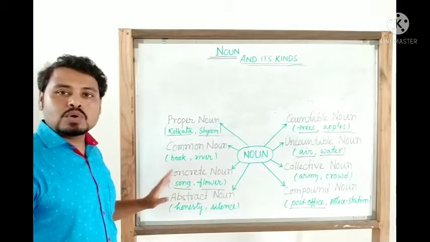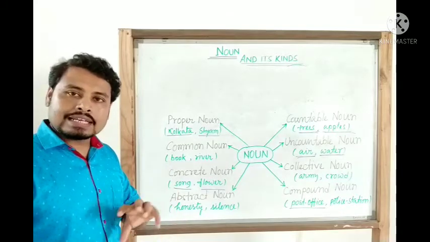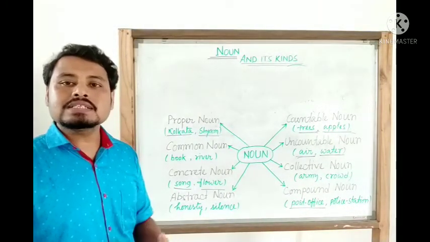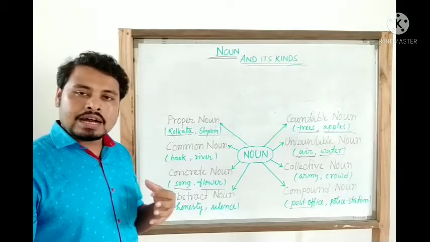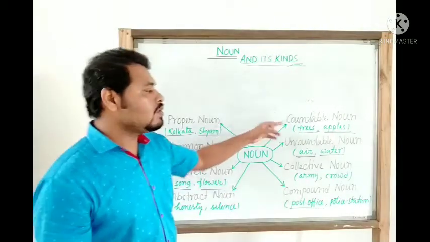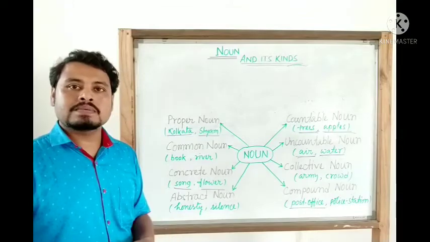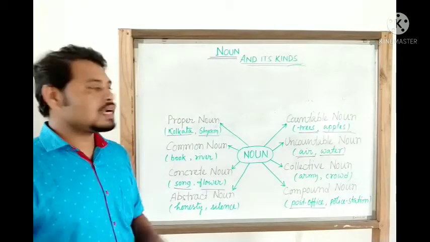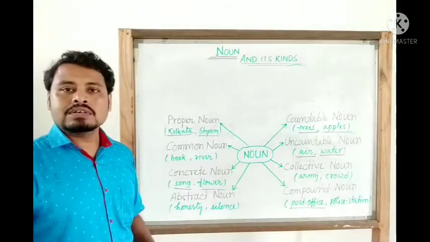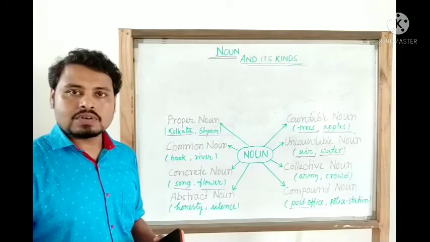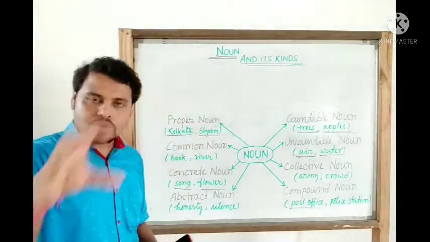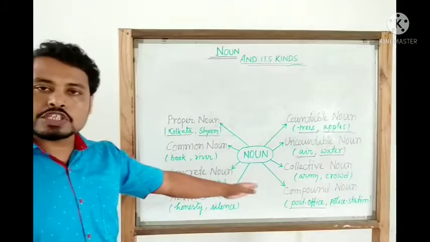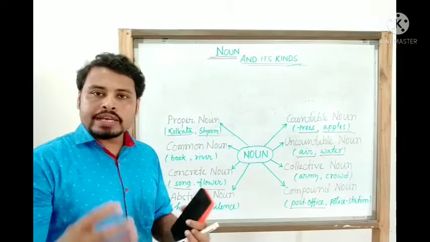Concrete noun, the names of those things that can be touched, seen, heard, or tasted. Abstract noun, the names of feelings that we cannot touch, taste or see. Countable nouns are the names of those things that can be counted. Uncountable noun, the names of those that cannot be counted, like air, water, etc. Collective noun refers to a group of things or persons, for example, army, a group of defense personnel, crowd, a group of people. Then the last, compound noun, the joining of two nouns.